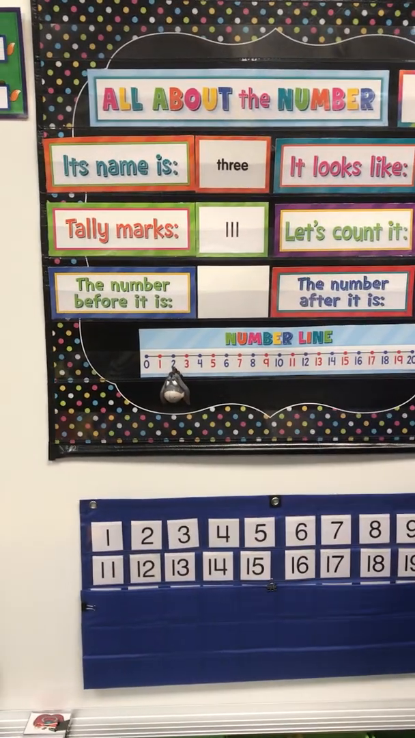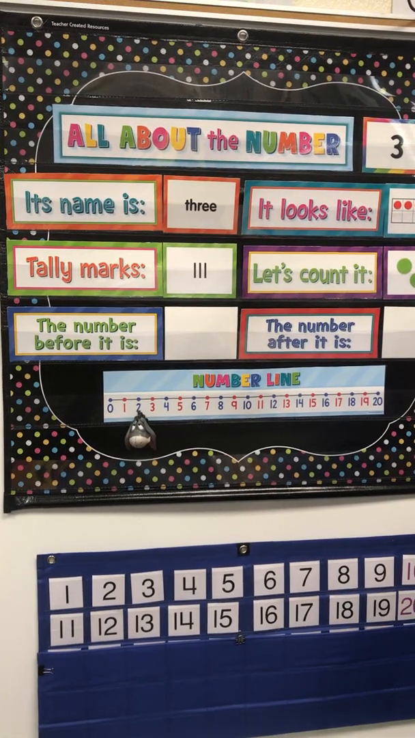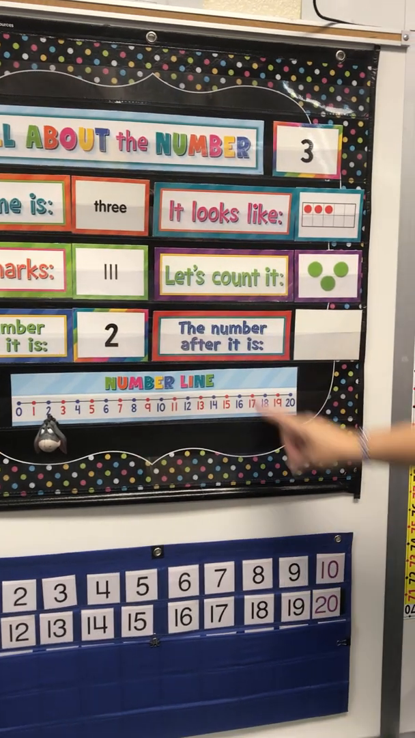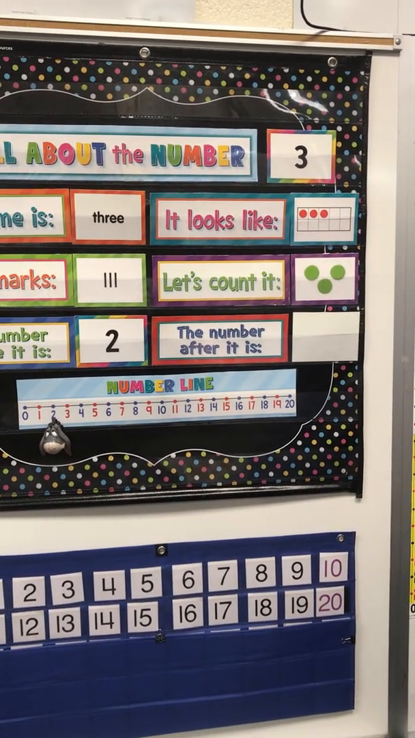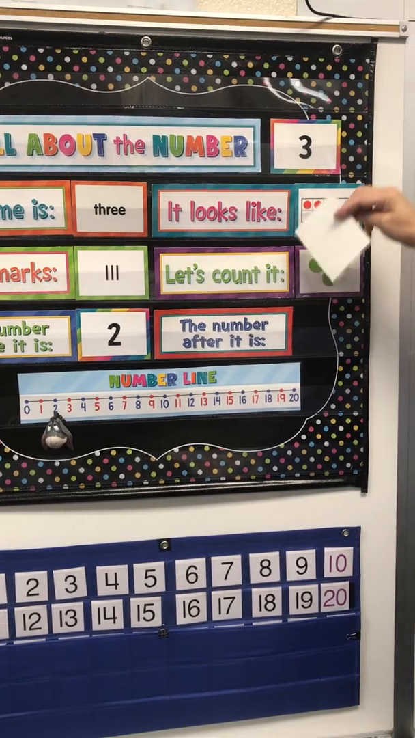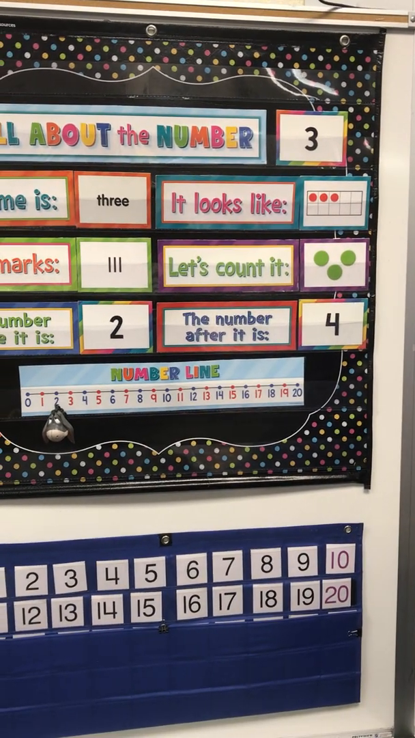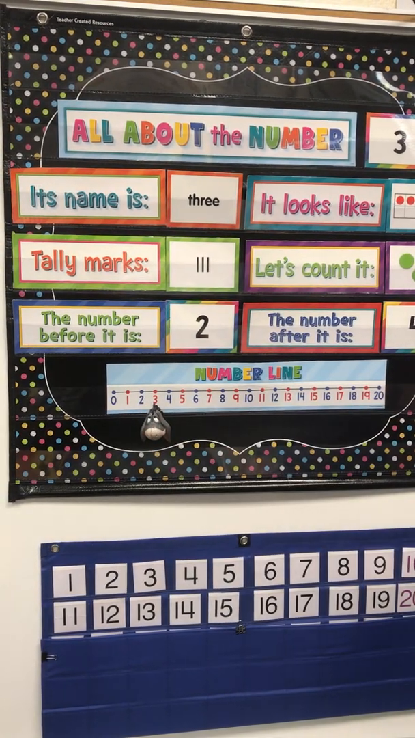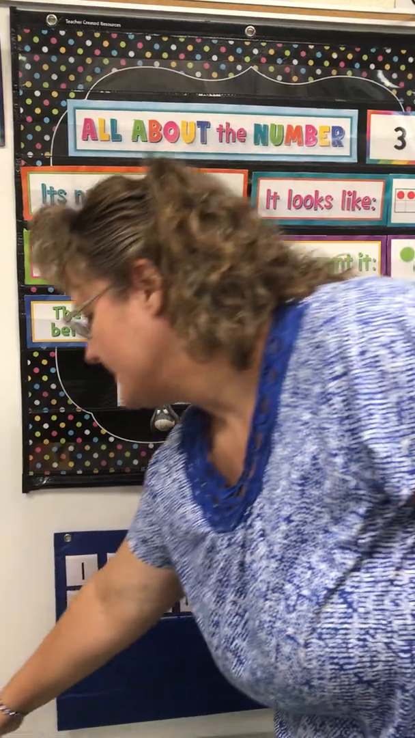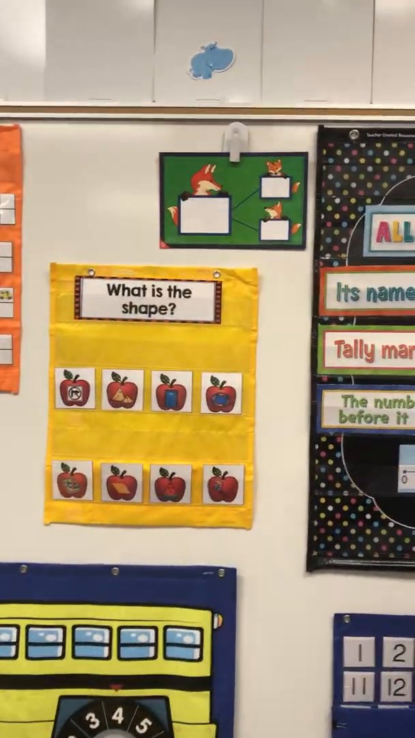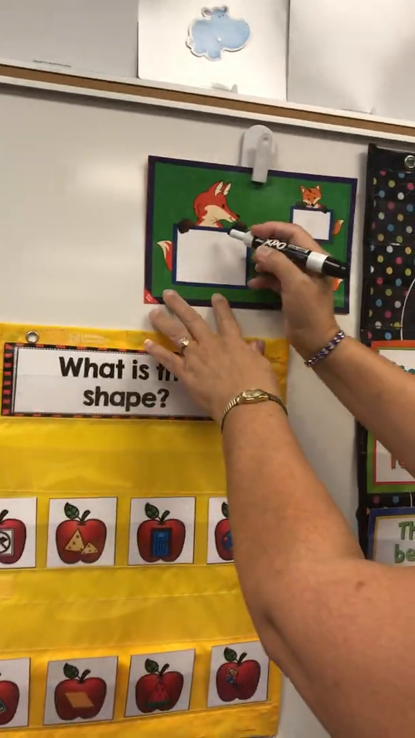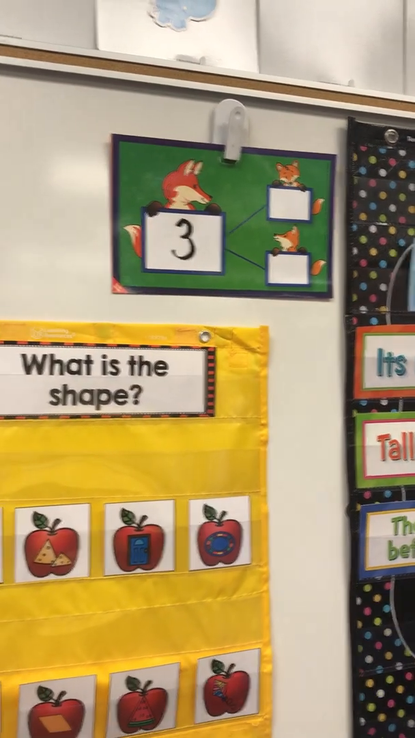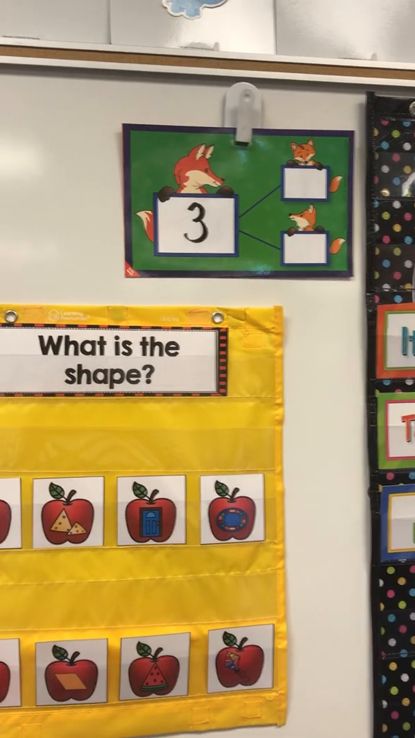What's the number before 3? What comes before 3? It was yesterday's number, 2. What's the number that is after 3? 1, 2, 3, 4. And let's move Eeyore's head to 3. Now we have to make our number bond. And remember, our number today is 3. So we're going to put 3 in the big box.